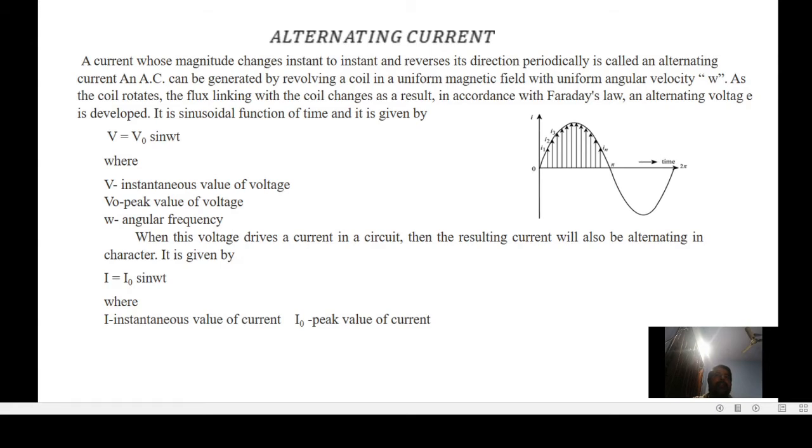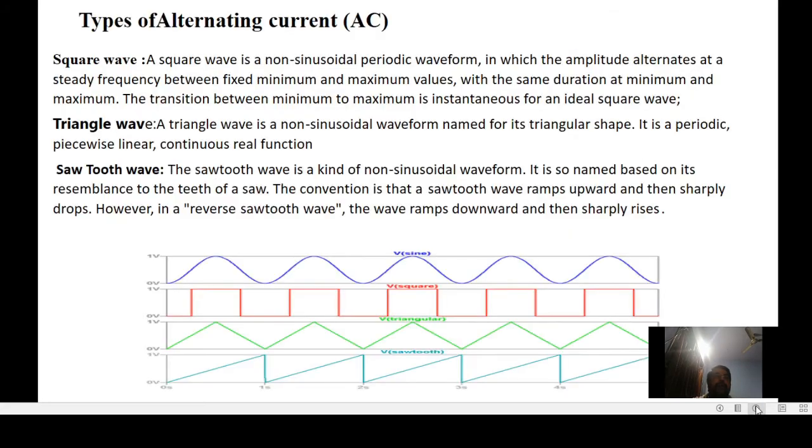When this voltage drives a current in a circuit, the resulting current will also be alternating in character, and it is given by I = I0 sin(omega t), where I is the instantaneous value of current and I0 is the peak value of current.